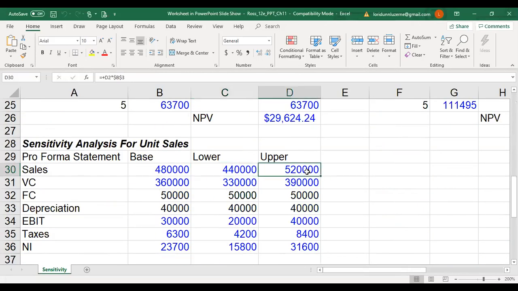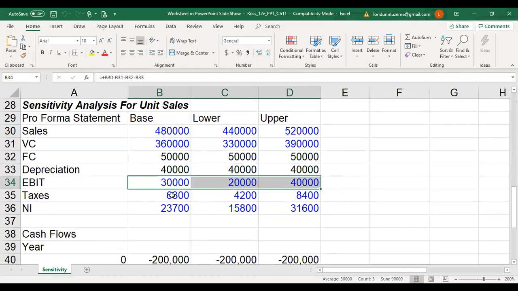But for the upper, it'll be 6,500 units times the $80. So that's the variable cost. You'll still take the sales for each of the scenarios times $60. Fixed costs and depreciation are constant. This will cause our earnings before taxes to change under each scenario. Tax will be different because the earnings before income tax changes. So the net income changes under each scenario.